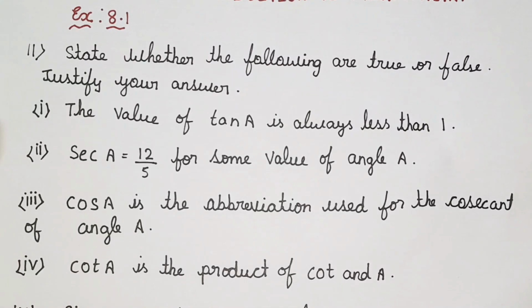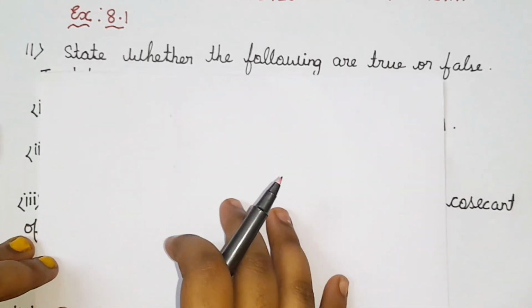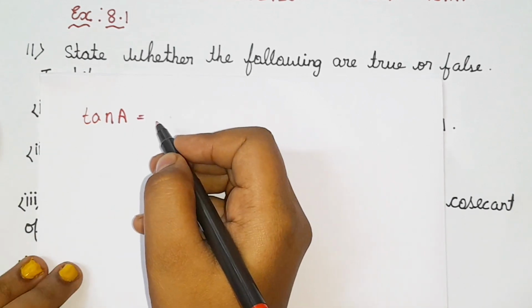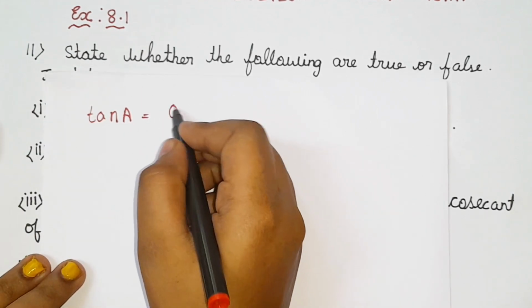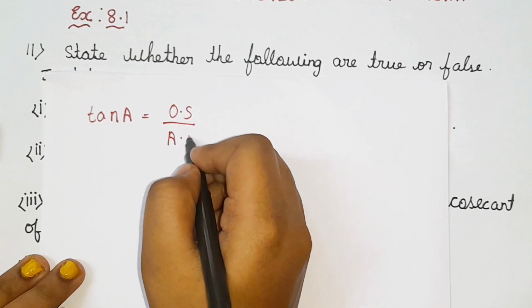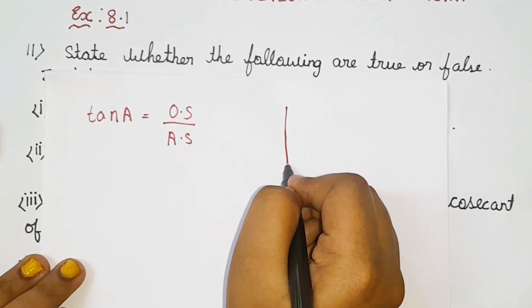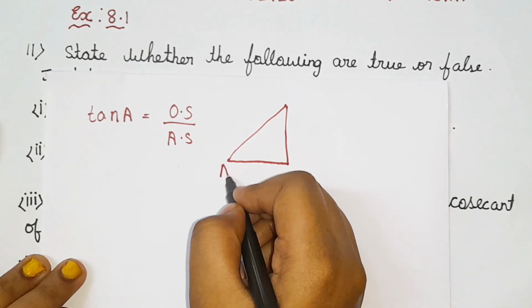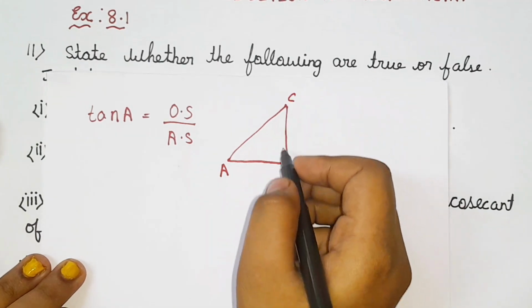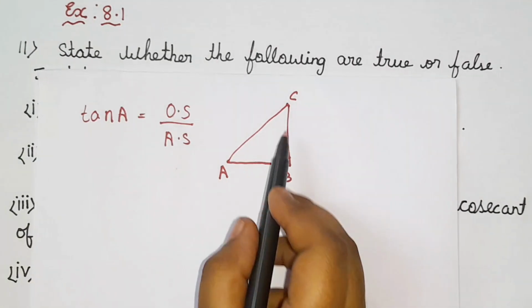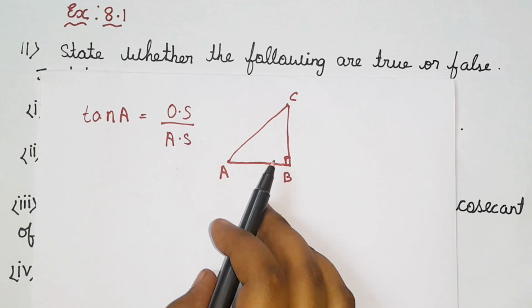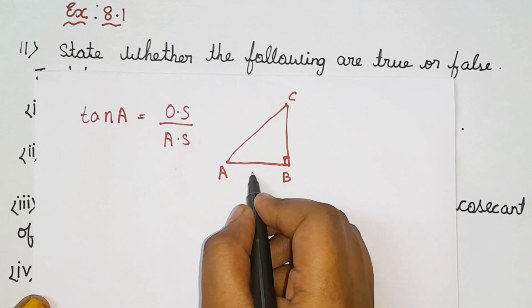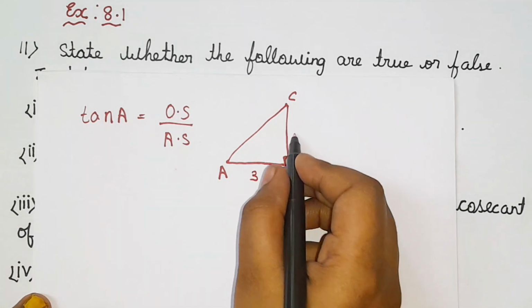Okay guys, so here they are talking about tan A. So I'll write that, tan A. What is the formula for tan A, guys? The formula for tan A is opposite side by adjacent side. Now let us draw a triangle. This is a rough triangle. Let us name it ABC. Since this is a triangle ABC, I am going to pick some random numbers. I am going to take AB as 3 and I am going to take BC as 4.